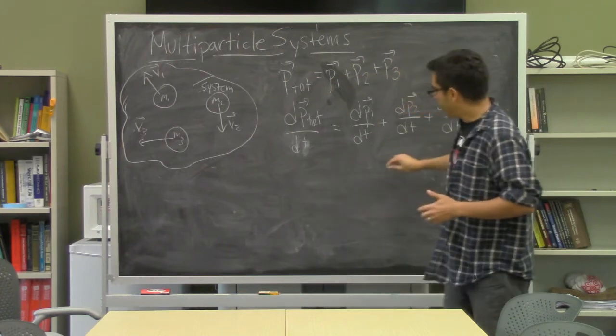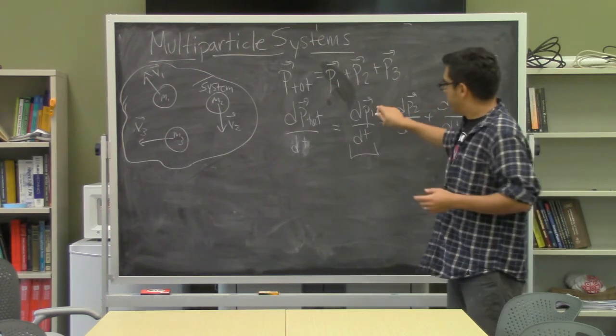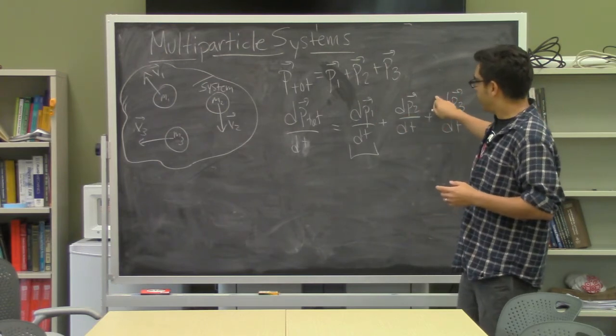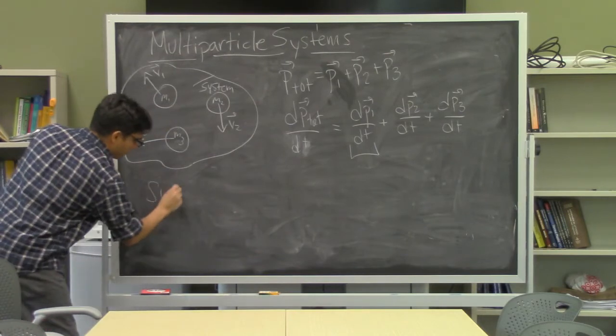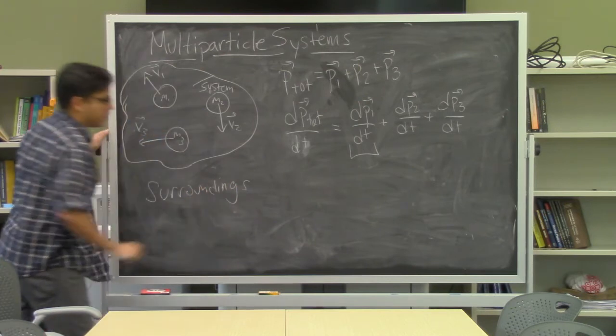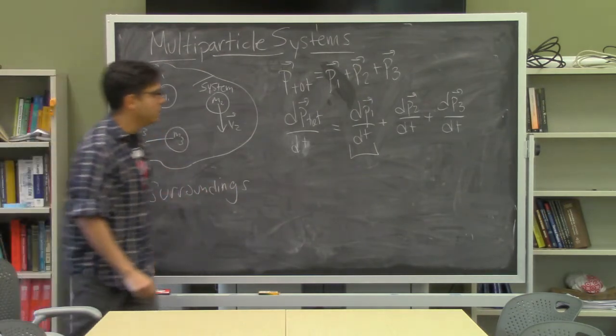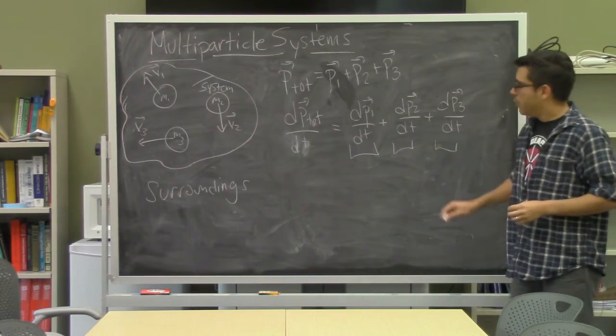So for each of these particles, there are interactions that occur. And so particle 1 will interact with particle 2 and 3, but also interact with what we would call the surroundings, the things that are outside of the system. So it's really important to define your system and to define the surroundings, because you need to know what is interacting with what.